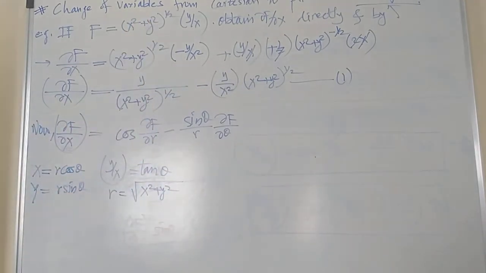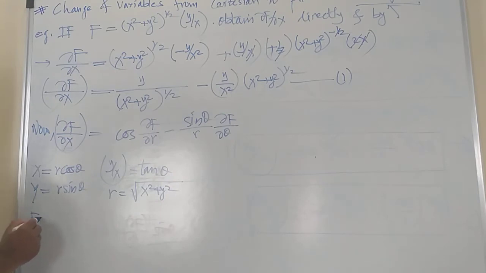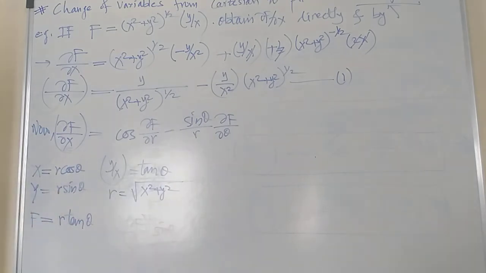Fine. So your f function will become r into tan theta. So function f is transformed into r tan theta. Make the transformation of the given function in this way. So your new function is r tan theta in terms of r and theta, polar coordinate system. Now you can calculate dou f by dou r and dou f by dou theta and put them into the above formula.